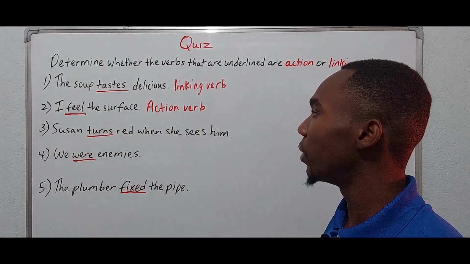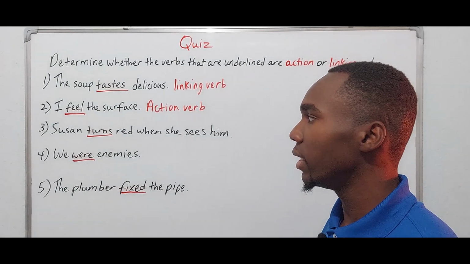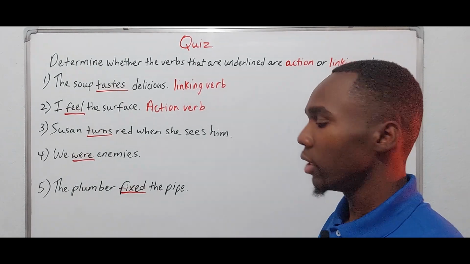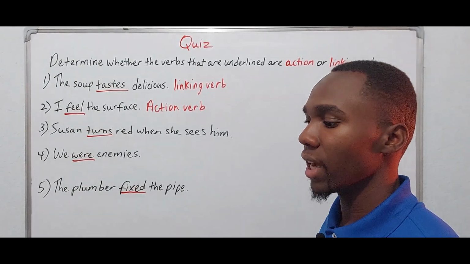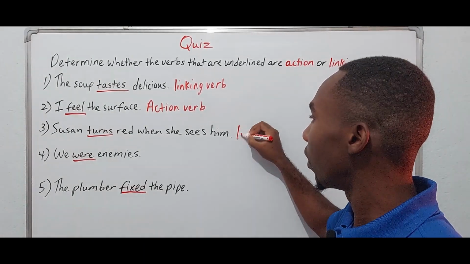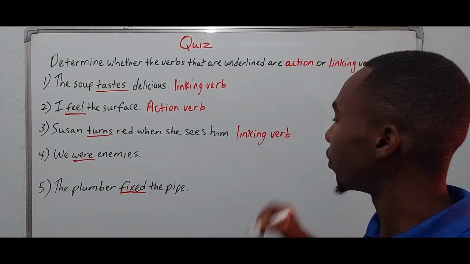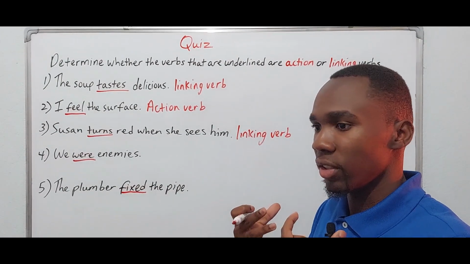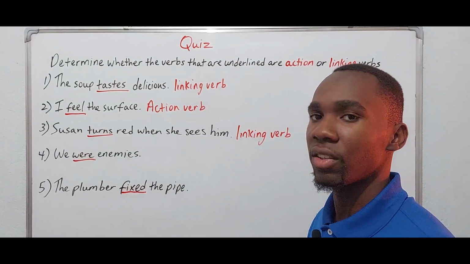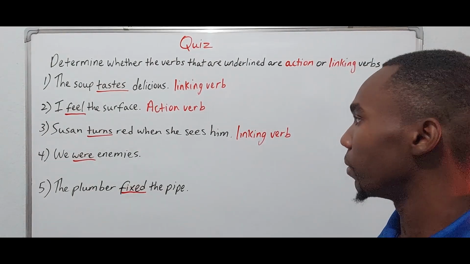3, Susan turns red when she sees him. So are we talking about turn, like turn your head, which would be an action, or are we referring to a bodily reaction? We're referring to a bodily reaction, so that's therefore a linking verb. It's not describing an action. She doesn't literally turn red. Her body has that reaction. That's not a physical action. That's a description, right? So that's a linking verb.